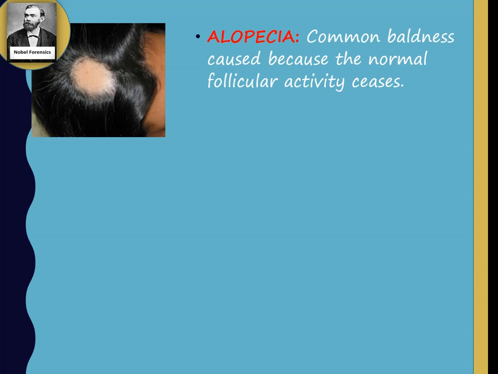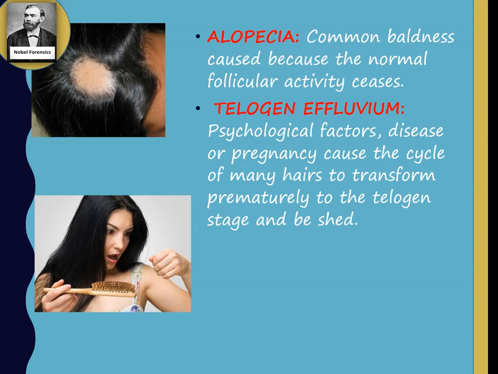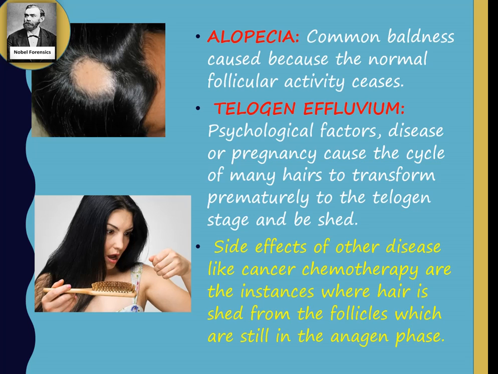This is the common baldness caused because the normal follicular activity ceases. Then telogen effluvium. Because of some psychological factors or diseases, hair is directly transforming from the anagen stage to the telogen stage, so it is called telogen effluvium. Means actively growing hair is directly transforming to the telogen stage, and it is because of some psychological factors or diseases. We can see it in cancer chemotherapy. Side effects of other diseases like cancer chemotherapy are instances where hair is shed from follicles which are still in the anagen phase.